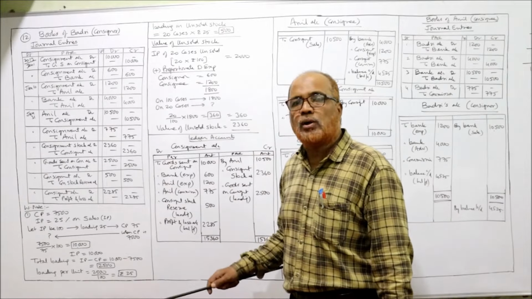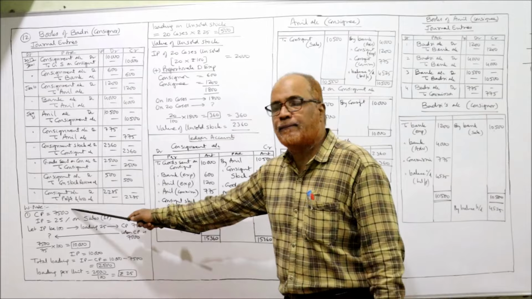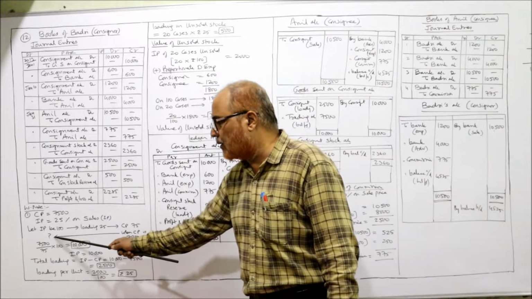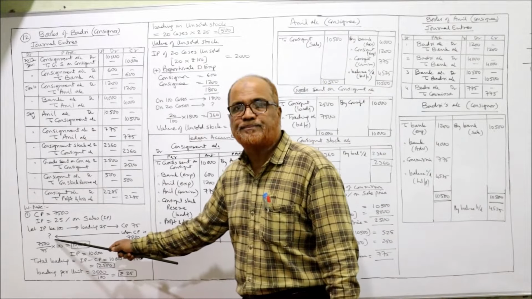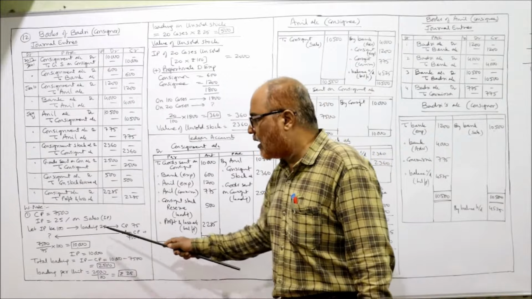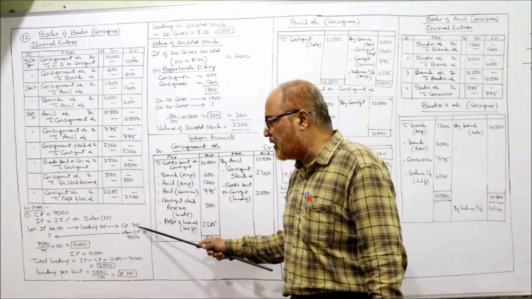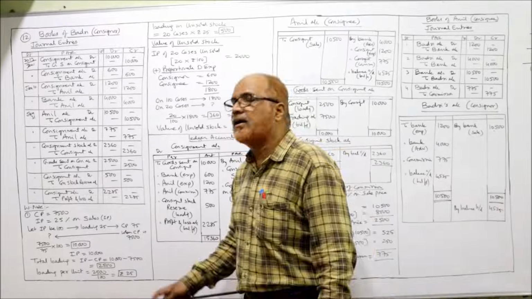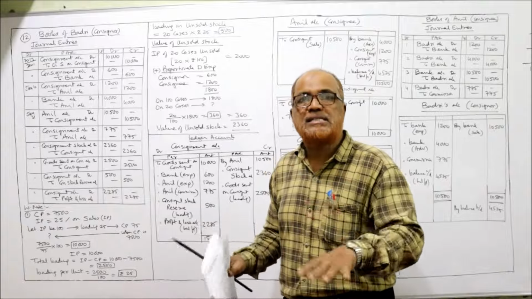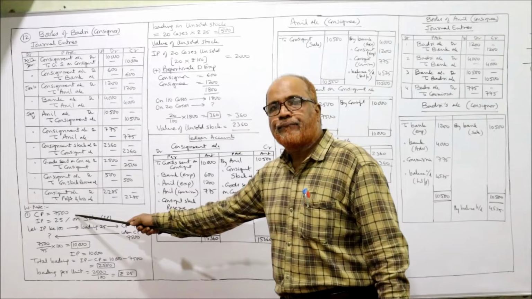What is our actual cost price? Actual cost price is 7,500. So when 7,500 is the cost price, how much would be the invoice price? 7,500 divided by 75 into 100, you will get 10,000. That means the invoice price is 10,000 and the cost price is 7,500.